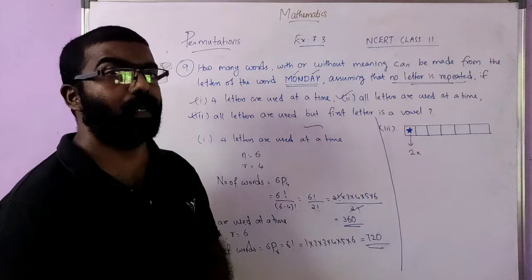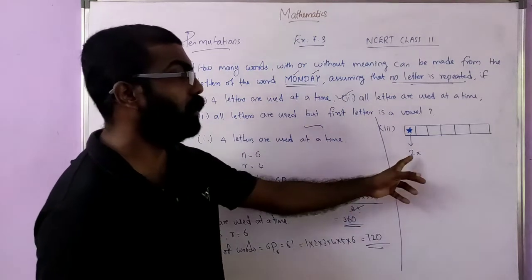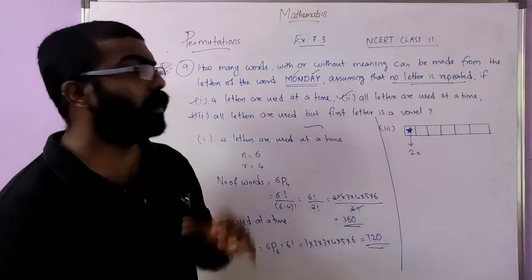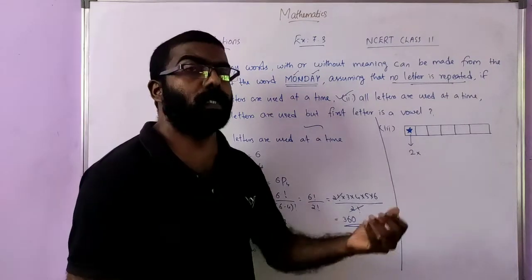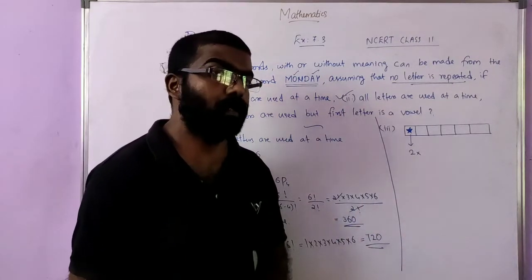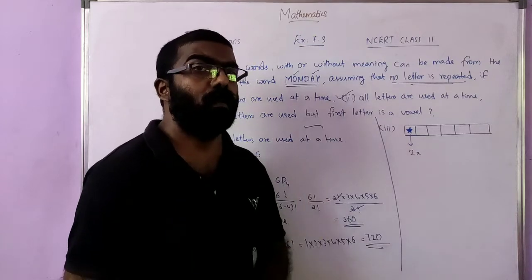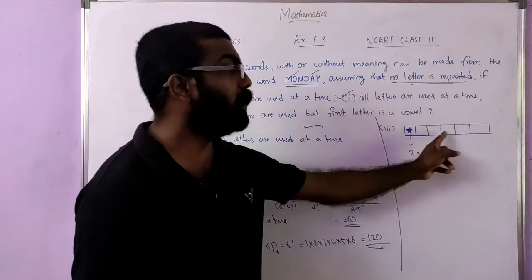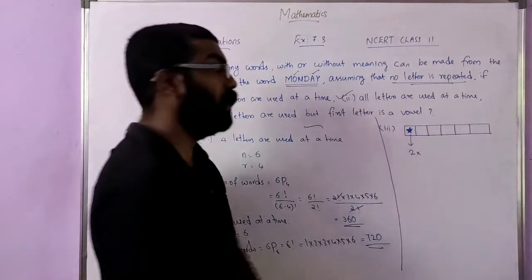So the total availability of the letters is 2, that we have written here. Okay, 2 into, and we have remaining 5 letters. One letter we have already used in the first place. So we have 5 letters in our hand, and we have to fill 5 different positions.